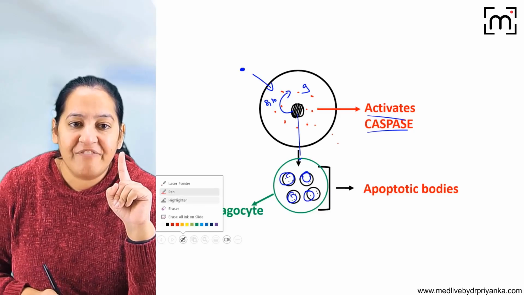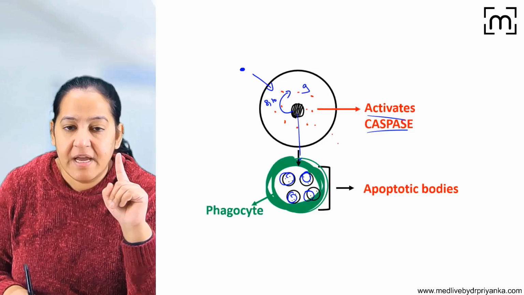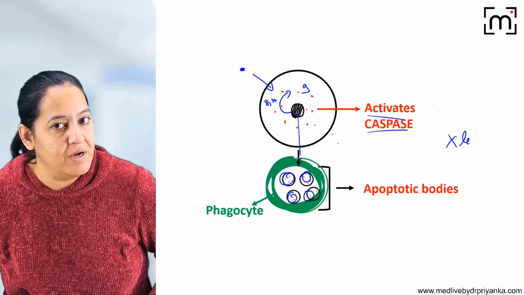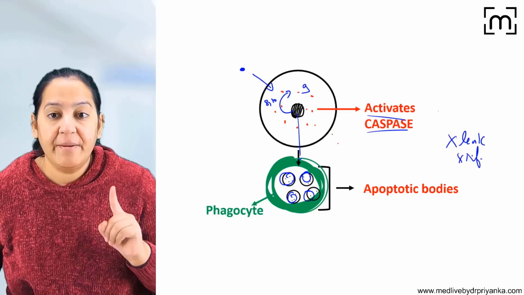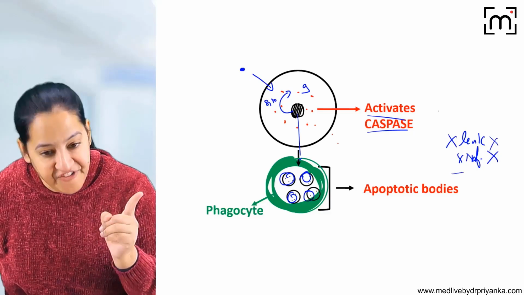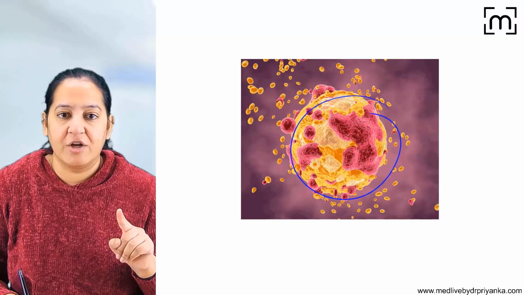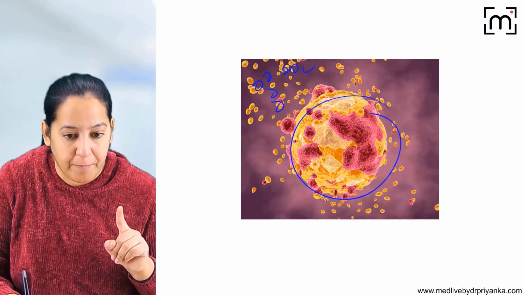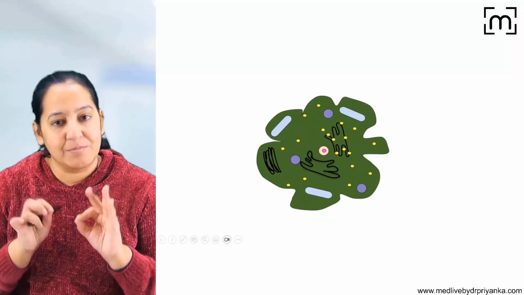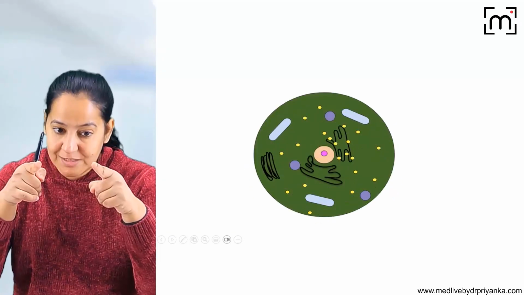In the end, a phagocyte is coming. This is the phagocyte, engulfing all the apoptotic bodies. During the entire process, there is no leakage outside and no inflammation. Inflammation is characteristically virtually absent in apoptosis, which differentiates it from necrosis, the other type of cell death. Please learn. Each apoptotic body contains a small portion of the cytoplasm, a small portion of the nucleus, and a small portion of the cell membrane. So the entire cell converts into multiple small apoptotic bodies.